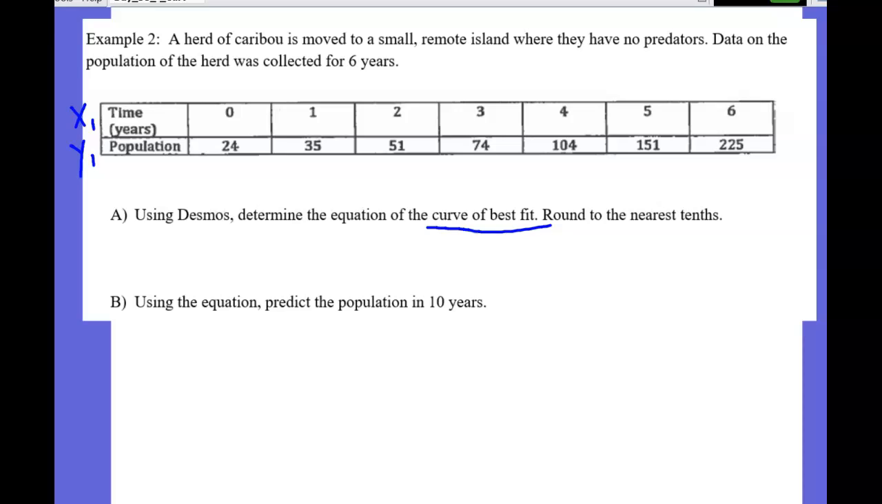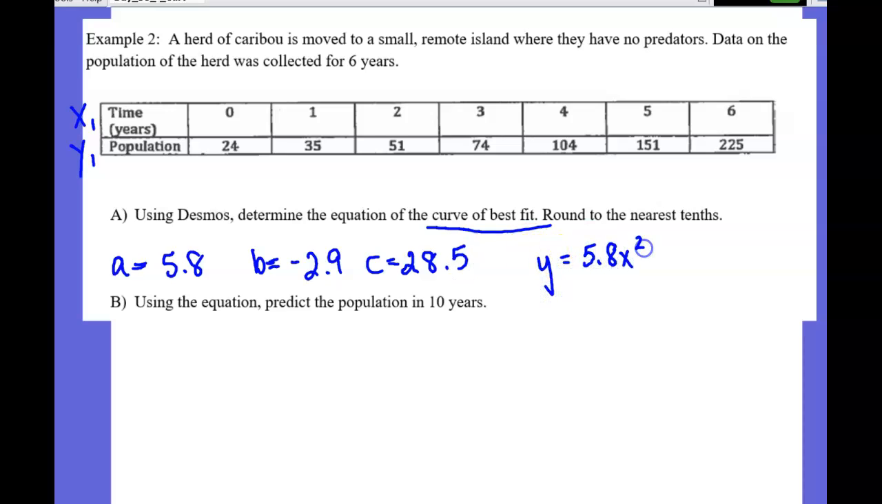For purposes of time, I'm not going to do that here, but if you practice it, your A should be about 5.8, your B is going to be about negative 2.9, and your C would be equal to 28.5. You can put that together in an equation: y is equal to 5.8x squared minus 2.9x plus 28.5.